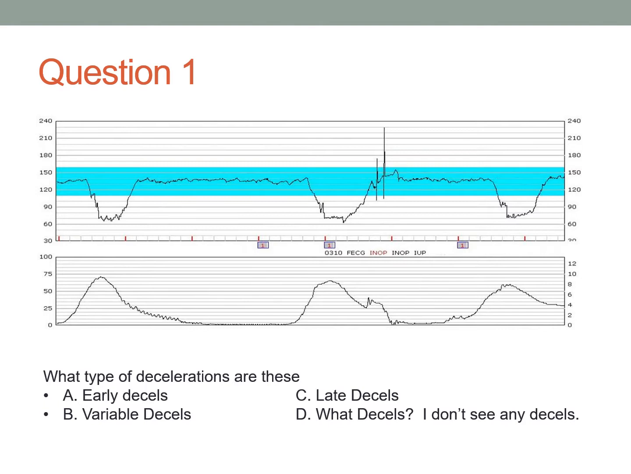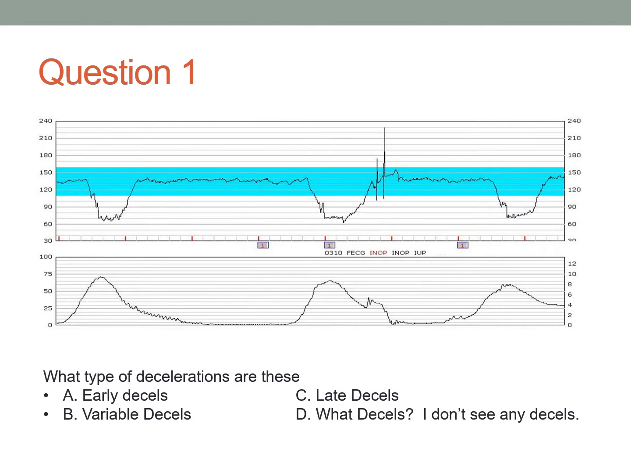Are they early, late, variable, or hopefully you don't pick option D. So you guys should get that this is B, variable decelerations. The reason here is these are abrupt in onset, so they go from peak to nadir in less than 30 seconds. And you see that's really your main criteria there. They mirror the contraction pretty well.